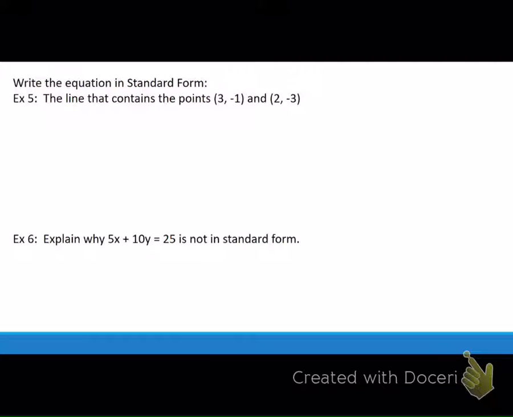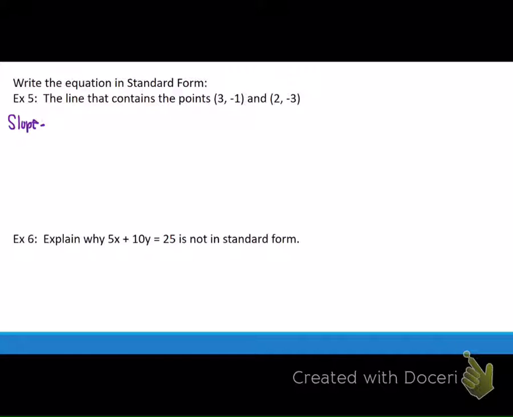So this one says, write the equation in standard form the line that contains the points (3, -1) and (2, -3). First of all, are either of these points the y-intercept? No. So can we go directly into slope-intercept form? No. Can you go directly into standard form? No. What form do you have to use? Point slope. So we find the slope.